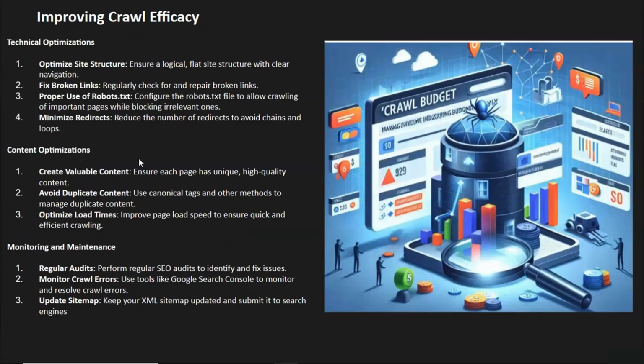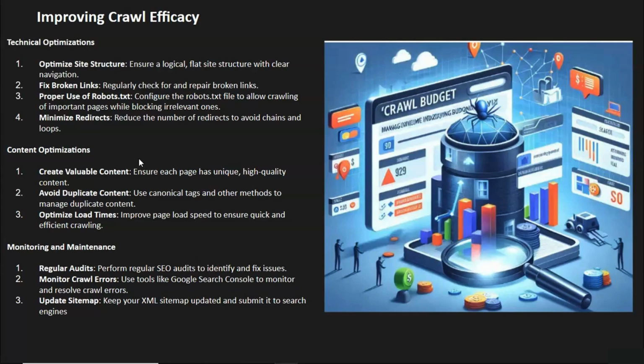When we want to talk about improving crawl efficacy and improving crawl budget allocations, we have to address these on a technical and on the content level. On the technical level, we can always increase crawl efficacy by improving a site's internal structure, right? Usually ensuring a logical and flat site structure, fixing broken links, proper use of robots.txt directives, and minimizing redirects or chains and loops that derive from redirects. All of these can improve a site's crawl efficacy from a technical standpoint.